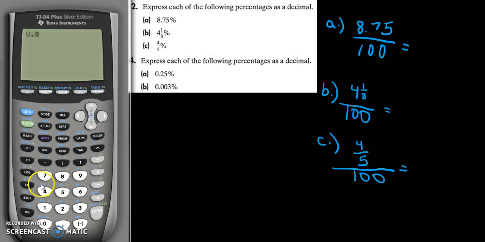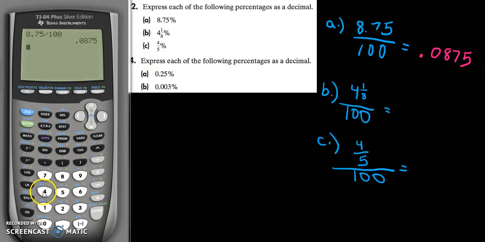So 8.75% means 8.75 out of, or divided by 100. So I get 0.0875. If you notice kind of what happened when you divided by 100, it moved the decimal place two. So you notice a decimal form of a percent is usually a smaller decimal. It went from here to there. Okay, then let's see about the other two.